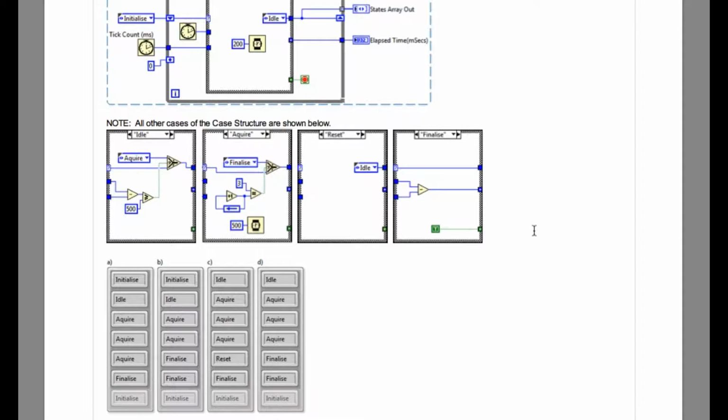Now if we look into the options available, option A and B starts with initialize. That means A and B are both incorrect. Now we'll look into the option C and D.